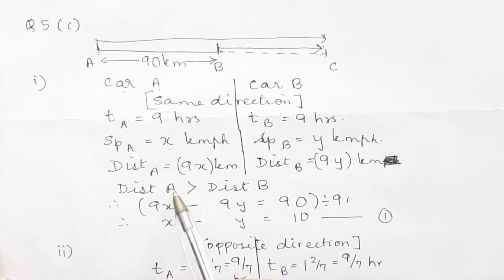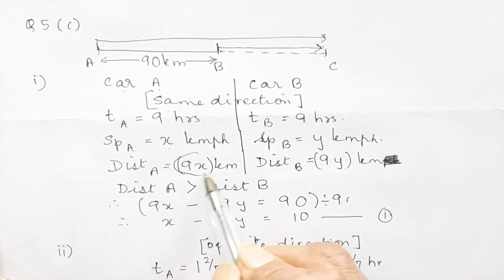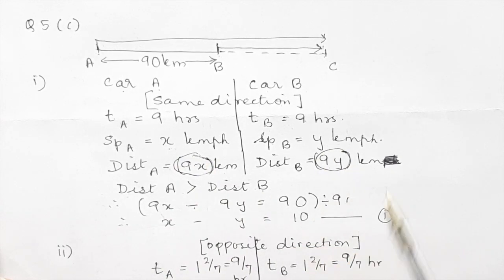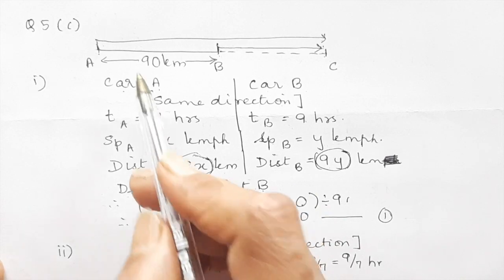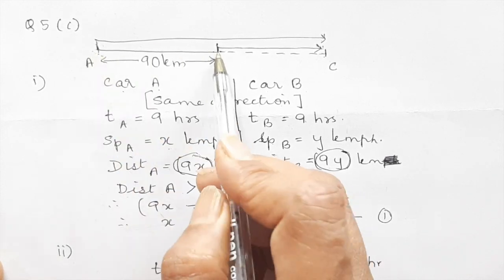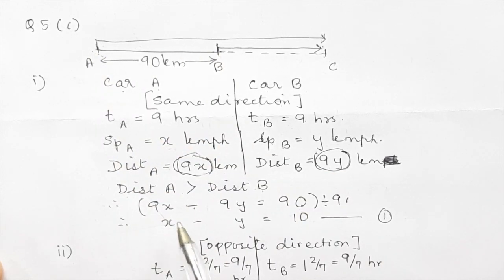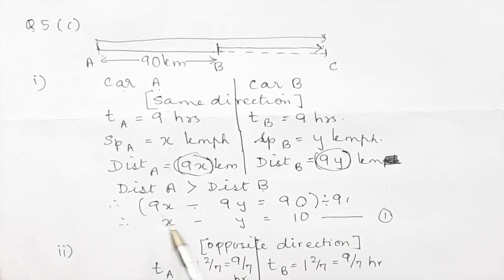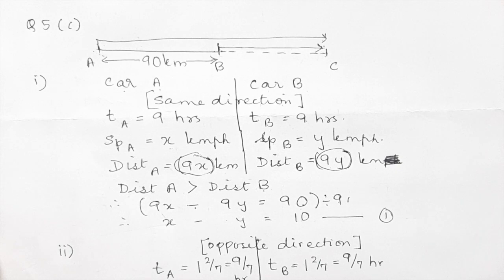And so distance A, which is 9x, minus distance B, which is 9y, is equal to this distance AB, which is 90. So in our equation, you will see 9 is a common factor. So you divide the whole thing by 9. So we will have x minus y equal to 10, and that's our equation 1.